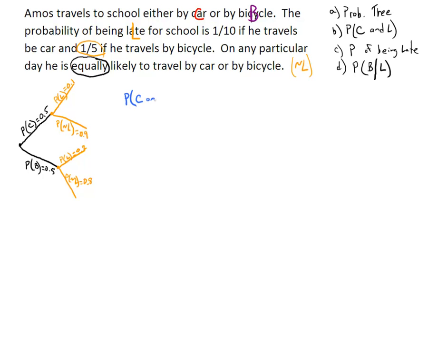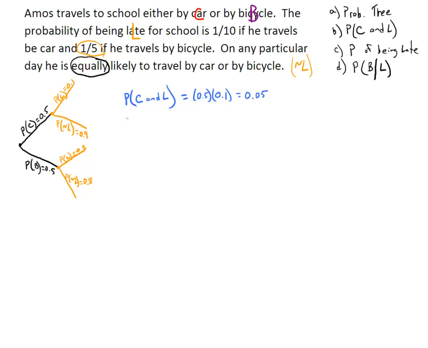And we're asked to find, in part B, the probability of taking the car and being late. And so this should just be a simple multiplication. We look at our tree. Probability of taking the car is 0.5. The probability of being late, so now we're at this branch over here, is 0.1 when he takes the car. And that gives us 0.05.